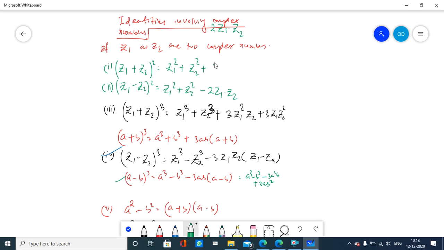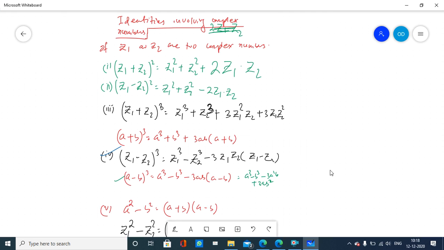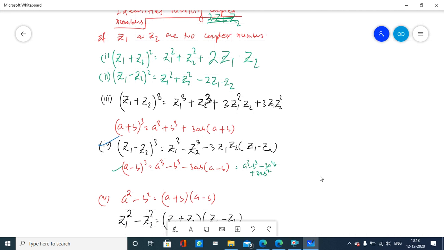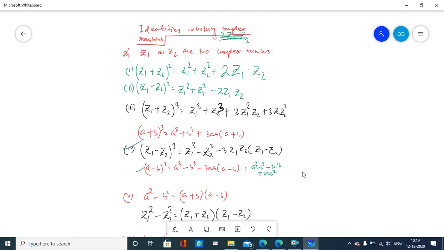Okay, we have forgotten to write here 2z1 z2. Okay, (z1 plus z2) whole square equal to z1 square plus z2 square plus 2z1 z2. Okay, it went up here. Sorry. Then it is z1 square plus z2 square. Okay, now take the screenshot and we'll move on. Done, sir. Done? Okay.